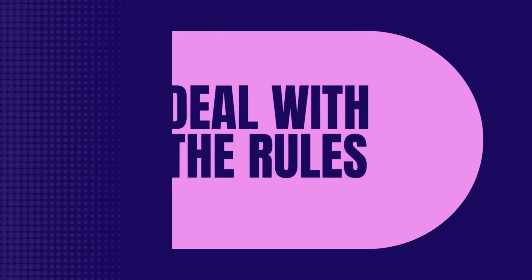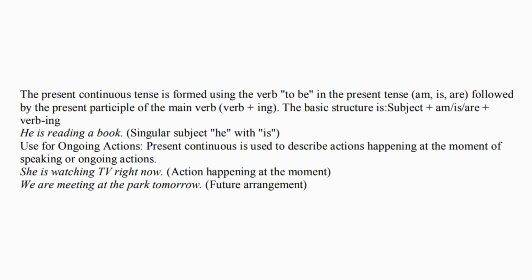Deal with the rule. The present continuous tense is formed using the verb to be in the present tense, am, is, are, followed by the present participle of the main verb, verb plus ing. The basic structure is subject plus am, is, are plus verb ing. He is reading a book. Singular subject, he, with, is.